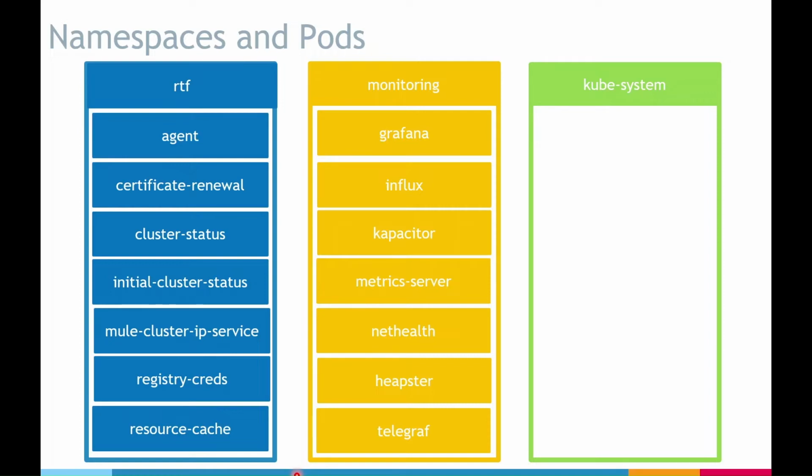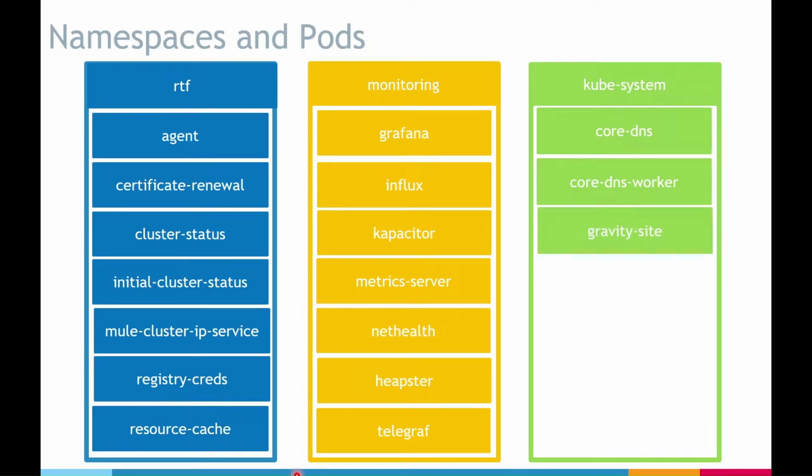Moving ahead to the kube-system namespace. First is the CoreDNS and second is the CoreDNS worker. As is obvious from the names, they both are responsible for DNS resolution. Third is the Gravity site. It exposes a web page for monitoring and administrating the RTF cluster. We have seen this web page in part 2 of this series, the web service that listens to HTTPS requests on port 32009. That's the service which is hosted by this Gravity site pod.